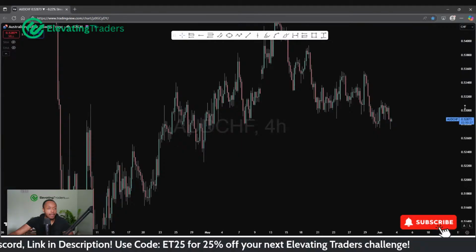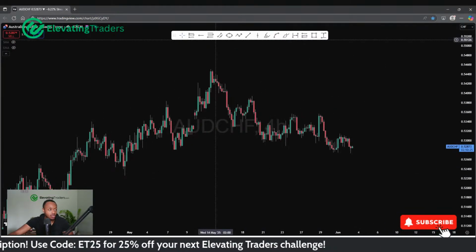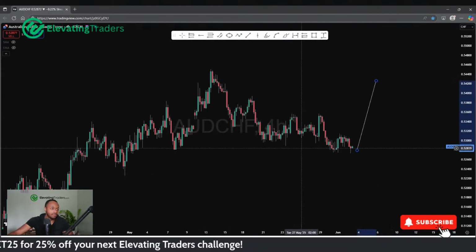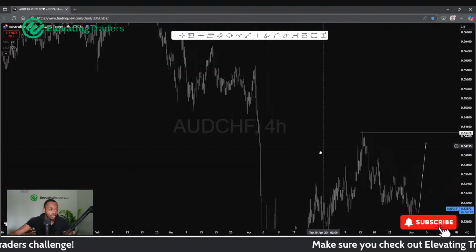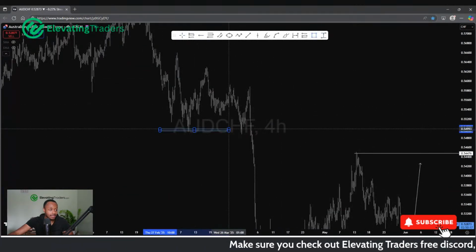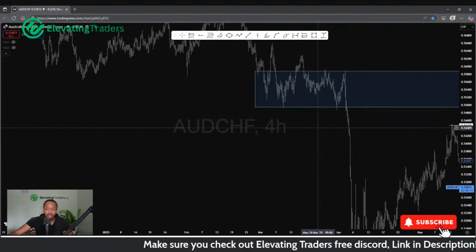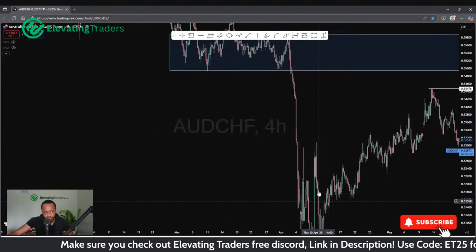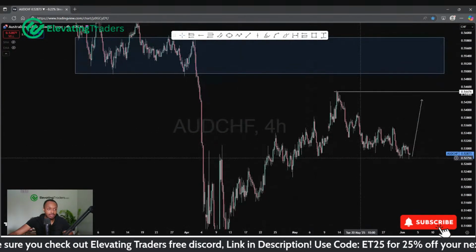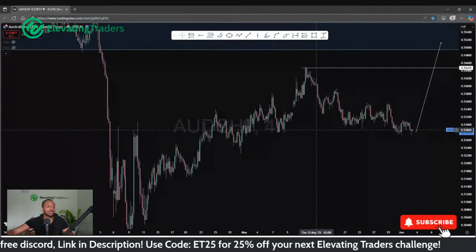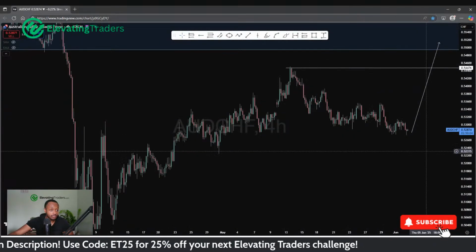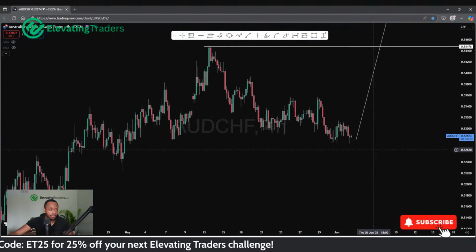I do like where price is trading, and I do expect to see this happen for Aussie CHF in the next coming days, a swing back to highs. I'm actually still expecting a swing all the way back to this area. This is a really big range we had, which we collapsed to the downside from. I do think price is still likely to come back and retest that zone. So I think the buys are still looking very, very good for Aussie CHF.